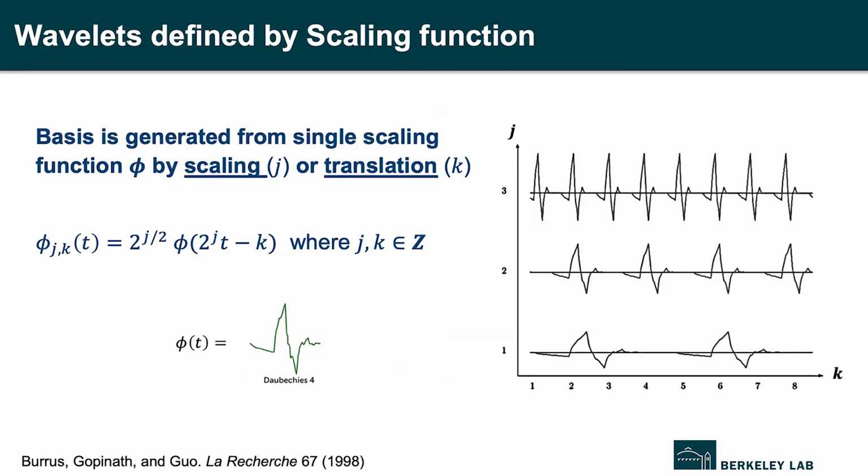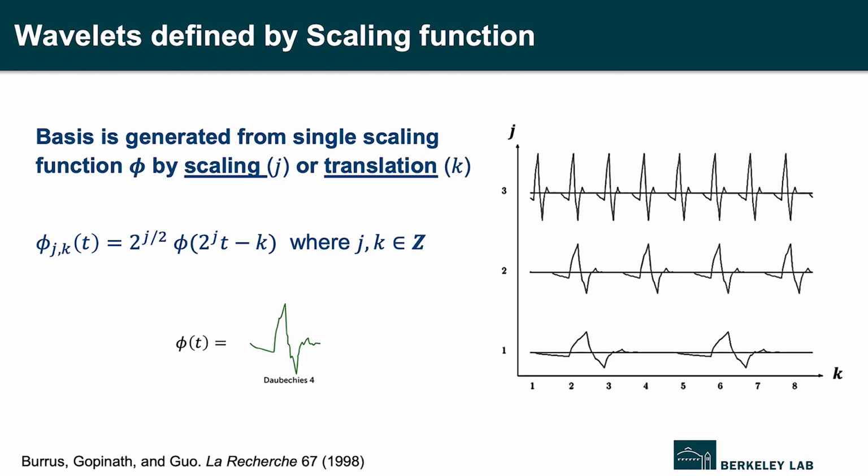Okay, so let's get down to what wavelets are. The wavelet basis is defined by a single function called the scaling function. An example is shown with the green line. We generate the wavelet basis by scaling this function, making it wider and narrower, and also translating the function in our grid.